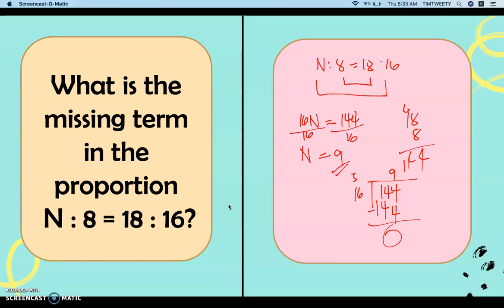So again, to check if the two ratios are proportion, all you have to do is multiply the means, which are the inner numbers, and multiply the extremes, which are the outer numbers. Now, if their products are equal, therefore the two ratios are proportion.